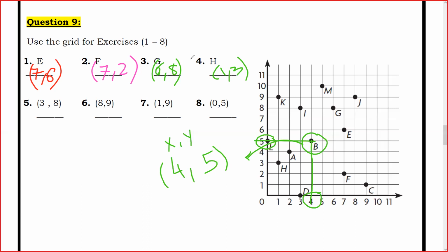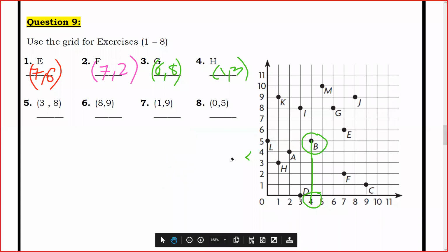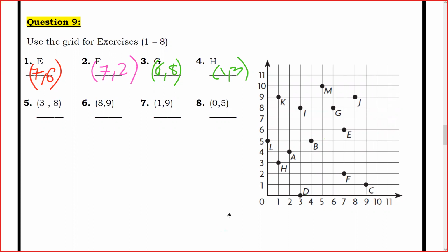Now in number 5, what do we have? We have 3 and 8. So I want you to tell me which point has the coordinate 3, 8. So this is a 3. I will draw a line from 3 and another line from 8. And I will see where they intersect. As you see here, it is intersected at point I. So I will say the point is I.